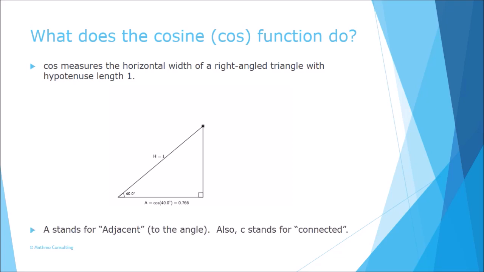That horizontal side length is what we call the adjacent side. Adjacent means next to, and this is the side that is next to or adjacent to the base angle. Another way we can remember that the side length is related to the cosine function is that C stands for connected. This is the side length that is connected to the base angle, and it's not the hypotenuse either.